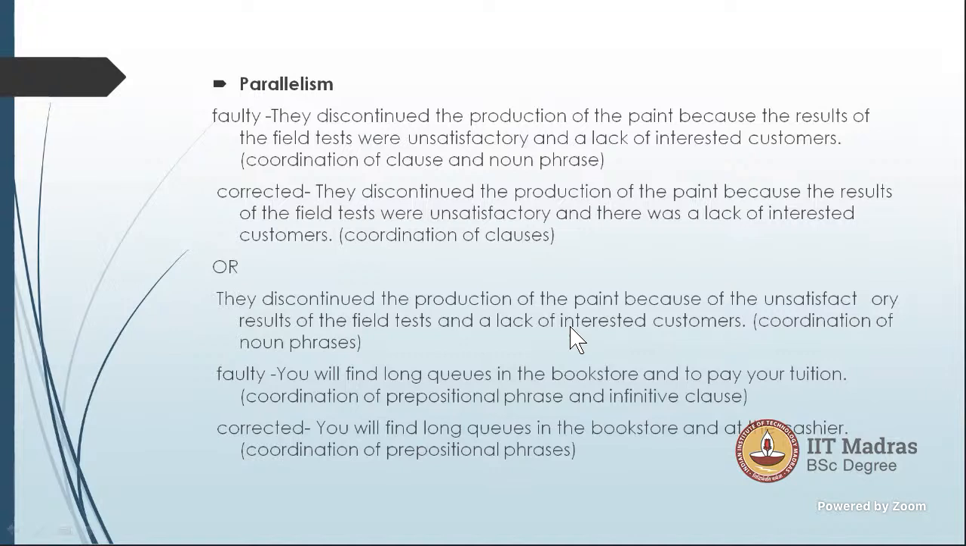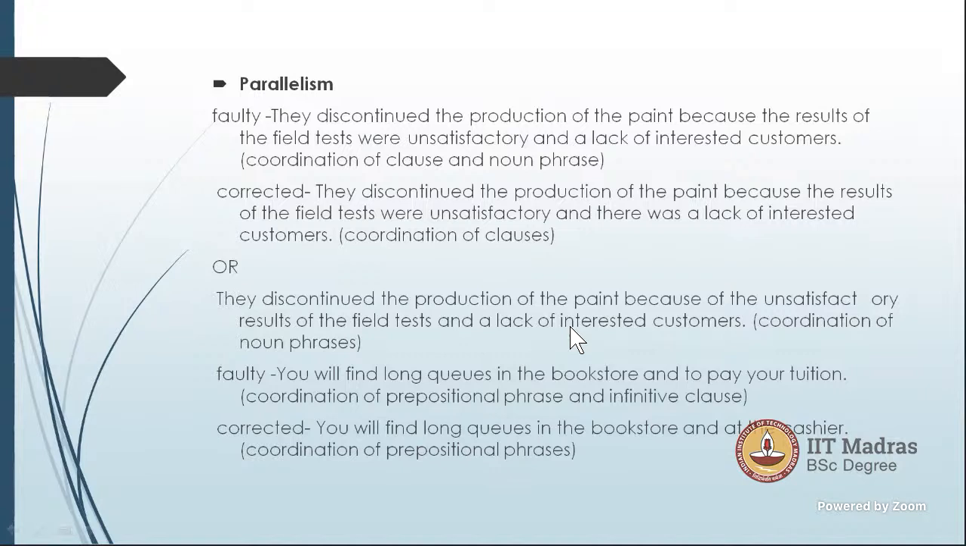Or alternatively, you can also change both of them into phrases, right? Like the second option: they discontinued the production of the paint because of the unsatisfactory results of the field test and a lack of interested customers. So the results of the field tests were unsatisfactory. That was the original construction in the sentence. That is changed to a phrase, the unsatisfactory results of the field test. And now you have both of the parallel structures as a phrase. So that problem is solved.